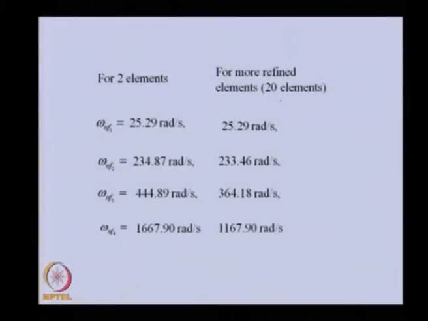This is called a convergence study, in which we gradually increase the number of elements and see the change in the natural frequencies. If there is not much change in the natural frequency up to the mode we require, we stop the number of elements at that position, because if we increase the number of elements, obviously computational time will be more and more. So we need to have some kind of trade off between the number of elements, the computation time and the accuracy.